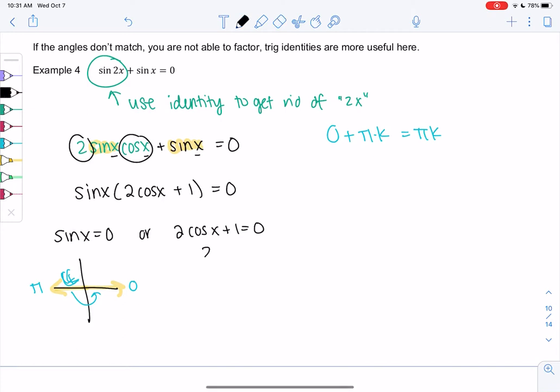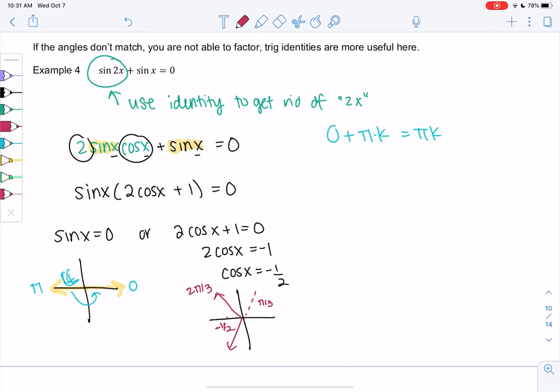All right, so then we get 2 cosine of x is negative 1. So cosine of x is negative 1 half. So cosine is my x value, so negative 1 half will be on the left side. So we'll get two angles. 1 half was pi over 3, so this will be 2 pi over 3 and 4 pi over 3.